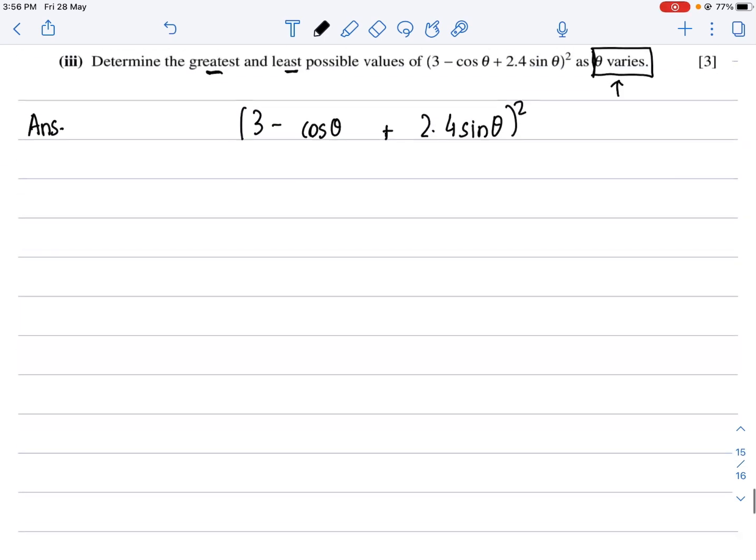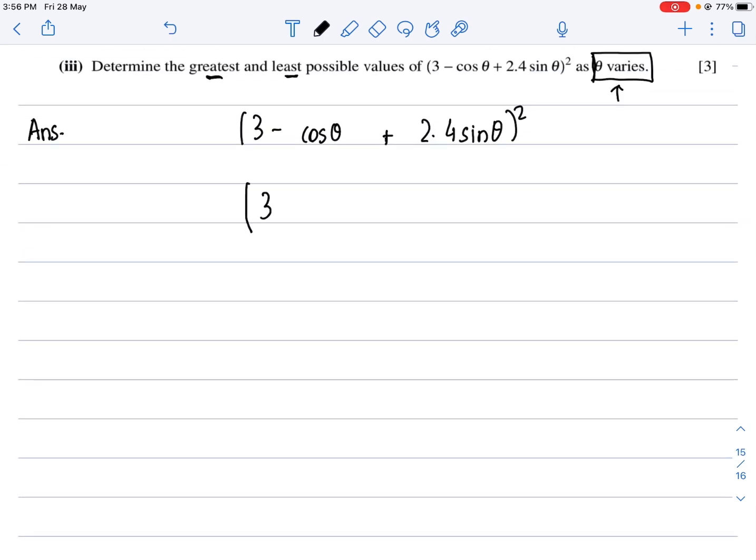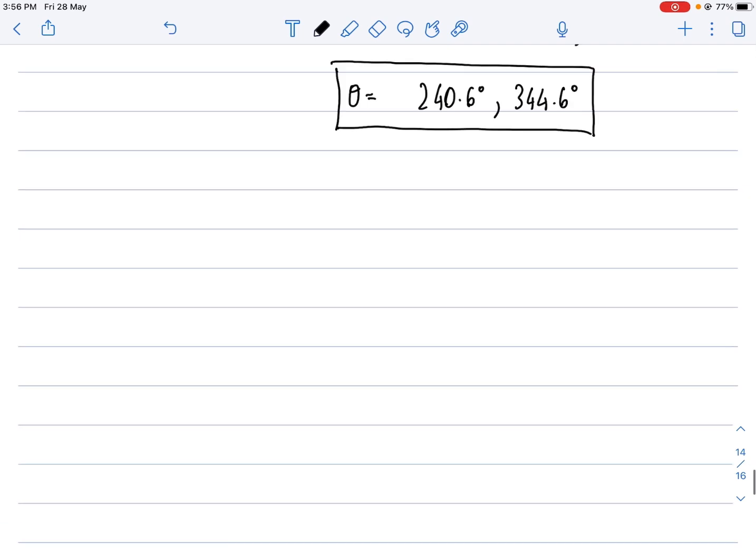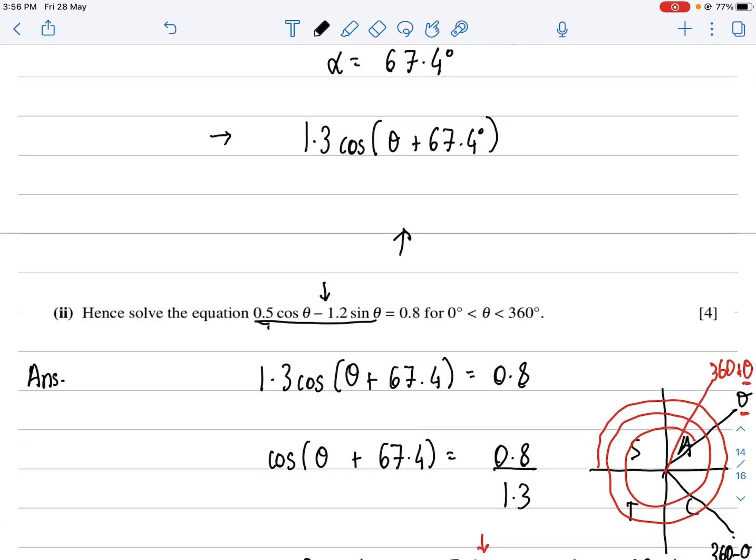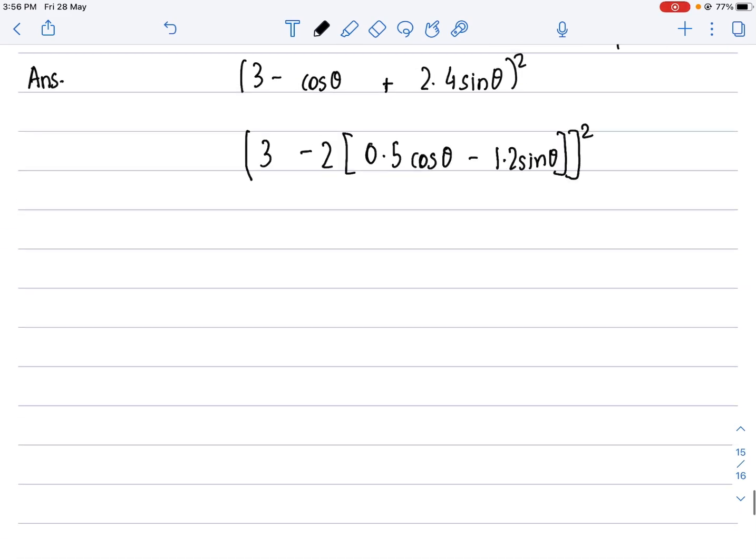Now, this needs a little bit of number skills. If I take minus 2 common, I can write this as minus 2 into (0.5 cos theta minus 1.2 sin theta), correct? Agreed? Which is similar to the equation in part 1. Now I know this can be written in this form. So I can write this as 3 minus 2 into 1.3 cos(theta plus 67.4), the whole squared.